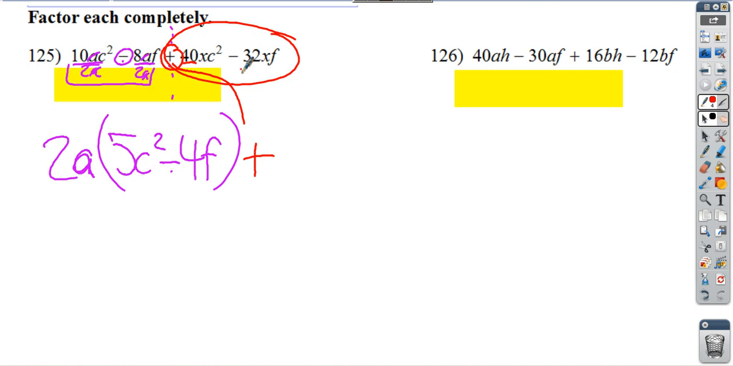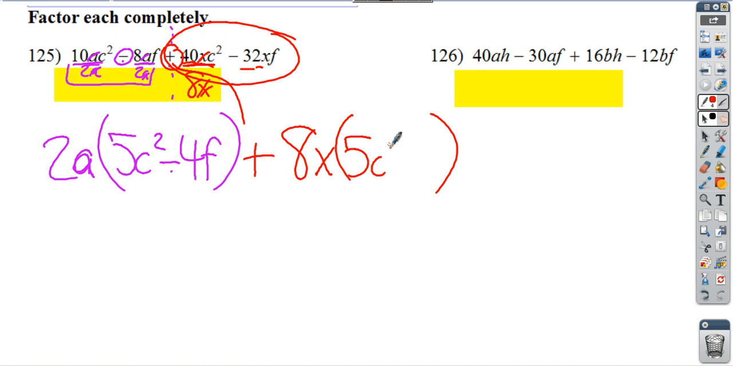What's the common factor of 40 and 32? Well, 8 goes into both of those. What variables do they have in common? They both have an x in common, so I'm going to pull out an 8x. If you divide this thing by 8x, 40 divided by 8 is 5. X is canceled and you're left with c squared. And then this thing divided by 8x would be 4f. And again, there's a minus 4f because that's a minus right there.